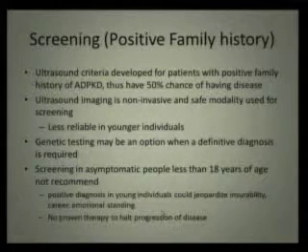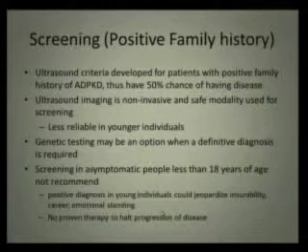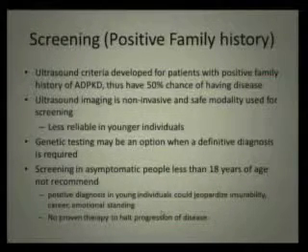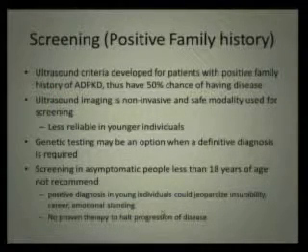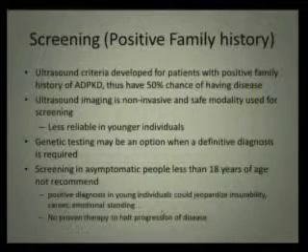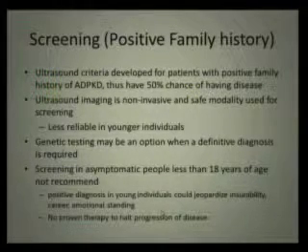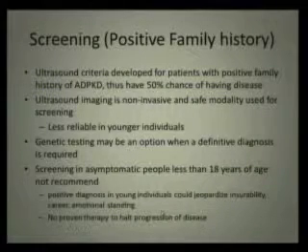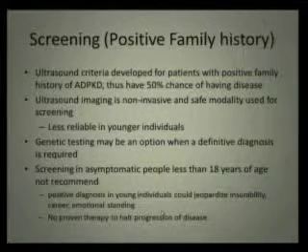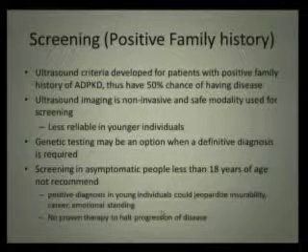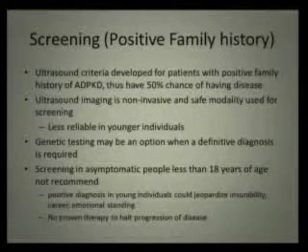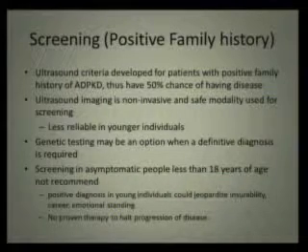Genetic testing may be an option when a definitive diagnosis is required. This is rather controversial, but screening in asymptomatic people less than 18 years of age is not recommended because a positive diagnosis in young individuals could jeopardize insurability, although there have been reforms to insurance laws recently. It can jeopardize their career or their emotional standing. And if a parent decides to screen for the child, you're taking away that child's decision-making capacity on whether or not they want to screen for that disease. So in general, it's not recommended in children 18 years or younger, because there's no proven therapy to halt progression of the disease, and we'll talk about that a little later.